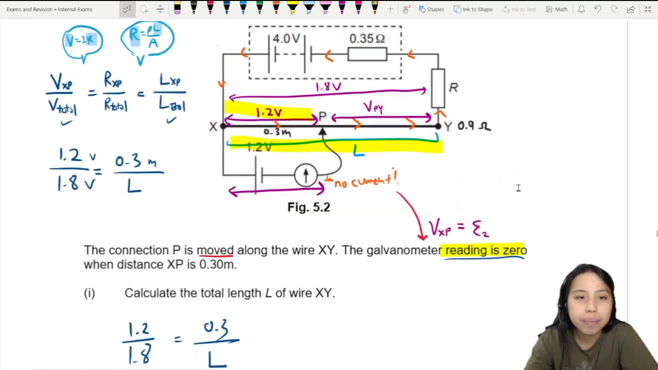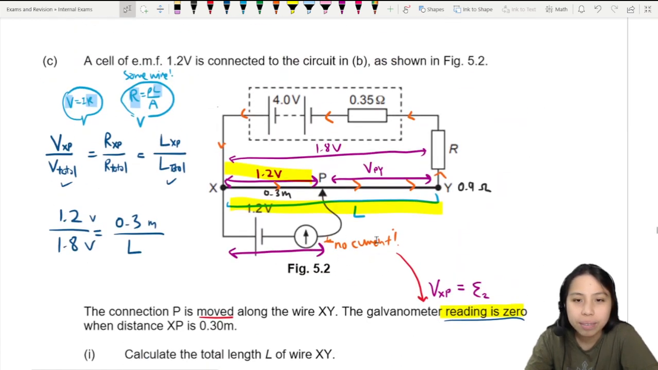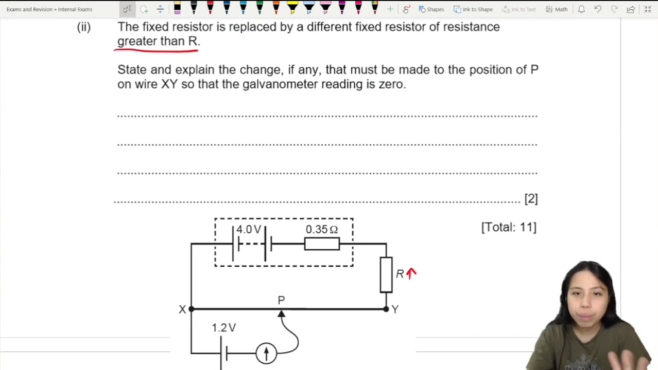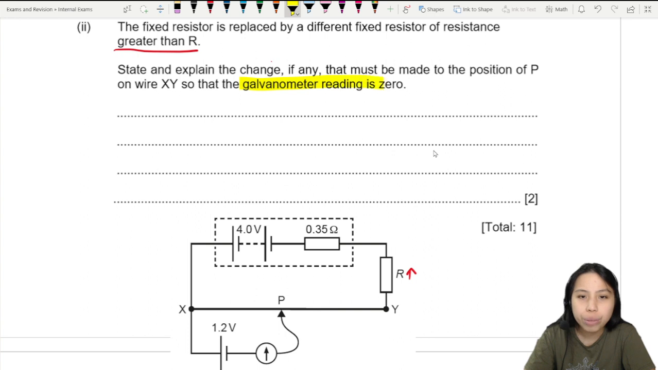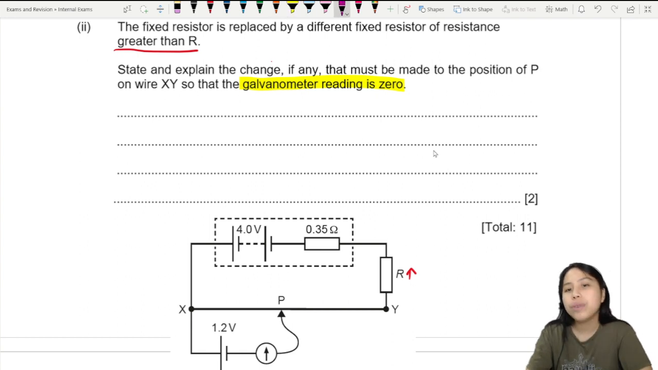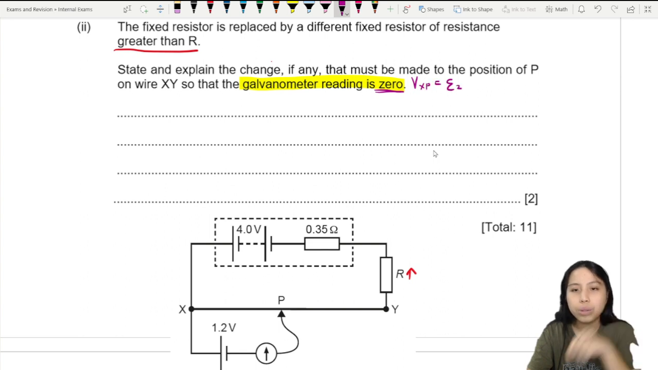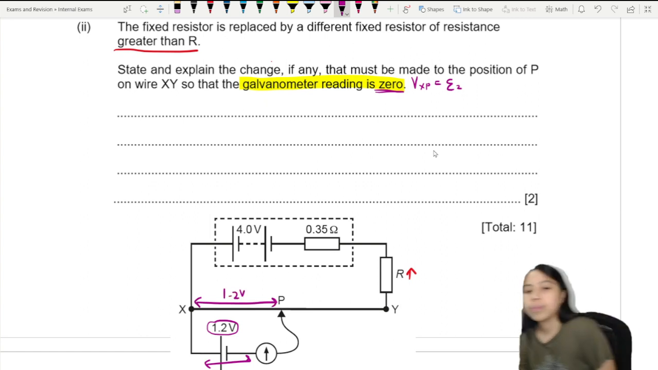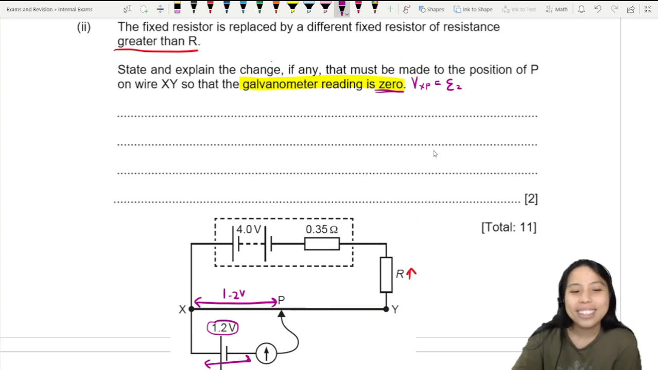Let's look back at the balance. Remember just now here we said there's no current. When you change the resistance, you do affect the current of the whole circuit, primary and secondary. But remember, we always go back to the key main idea. What's the key main idea? What do we want? Galvanometer reading to be maintained at zero. So our friend here is an important clue. In order for this to be zero, VXP must be equal to the EMF of cell 2. Means if the EMF of cell 2 is 1.2 volts on this side, XP here must still be 1.2 volts, no matter what.